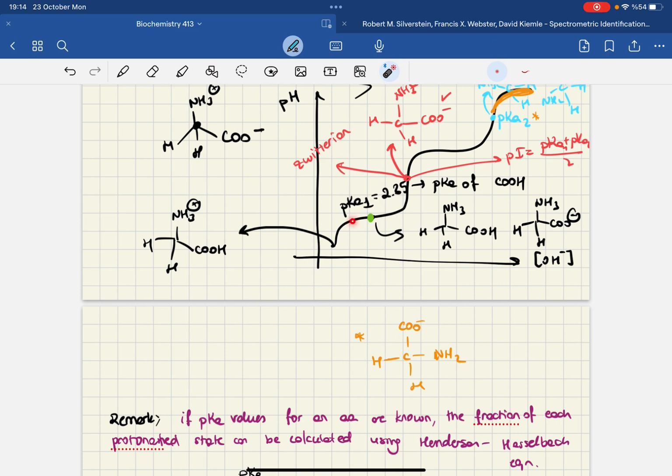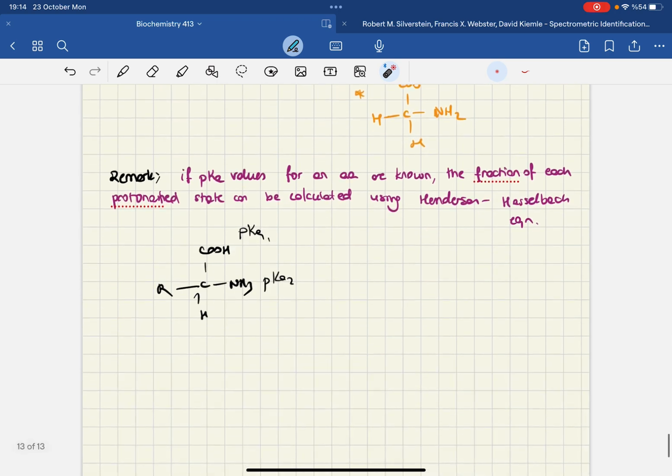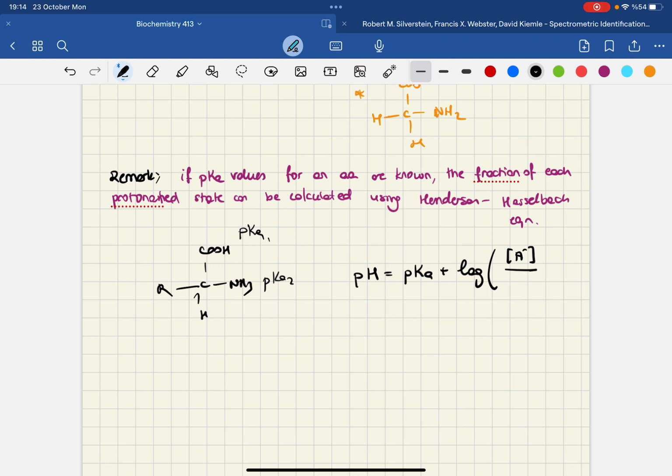However, what if we are here? Then we need to use the Henderson-Hasselbalch equation, which is really easy. pH equals pKa plus the logarithm of A minus over HA concentrations. This permits a titration curve to be calculated or pKa to be determined from a titration curve. Alright, now let's go on.